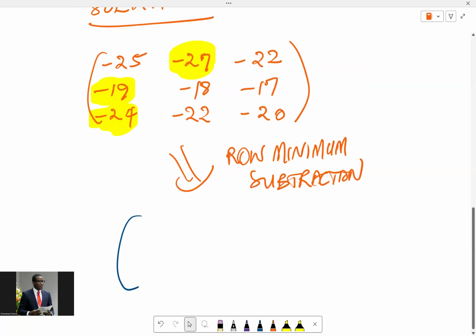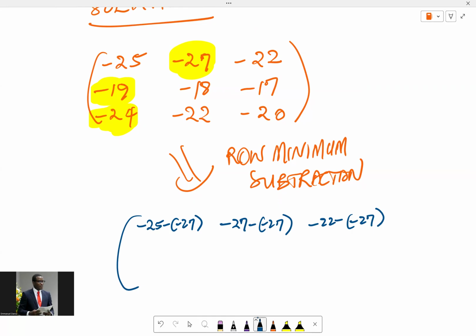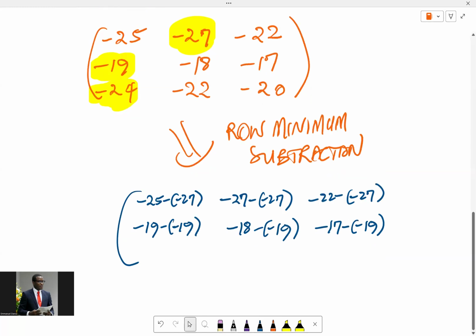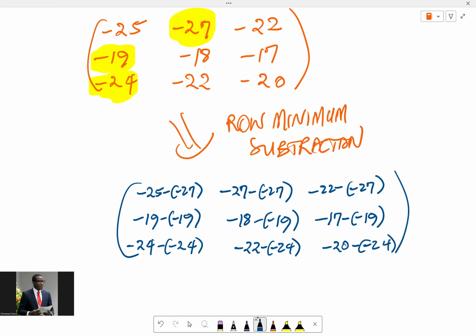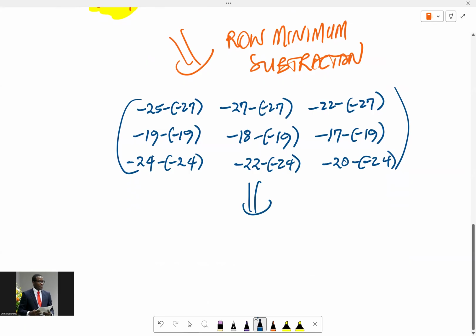In the first row, we have minus 25 minus minus 27. Next, minus 27 minus minus 27, and minus 22 minus minus 27. Then we have minus 19 minus minus 19. Next, minus 18 minus minus 19, then minus 17 minus minus 19. Then we have minus 24 minus minus 24. Next, minus 22 minus minus 24, then minus 20 minus minus 24 also. Let me just take it step by step.